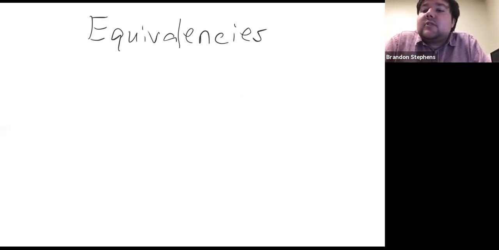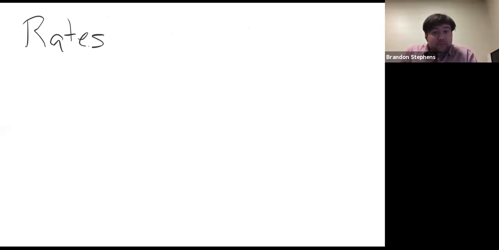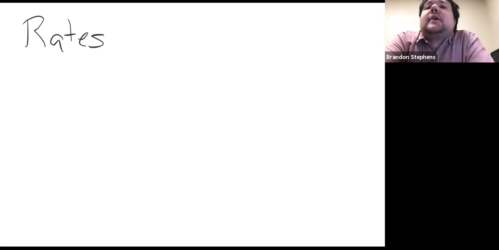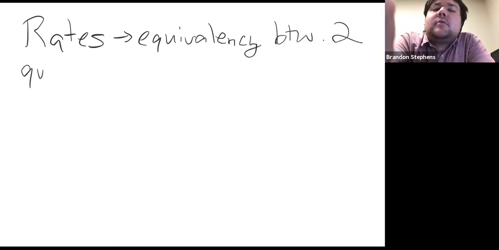So let's first start off with the idea of rates. Now, typically, whenever we use the term rates, we're talking about equivalencies where those units are not the same. So equivalencies between two quantities, different things.